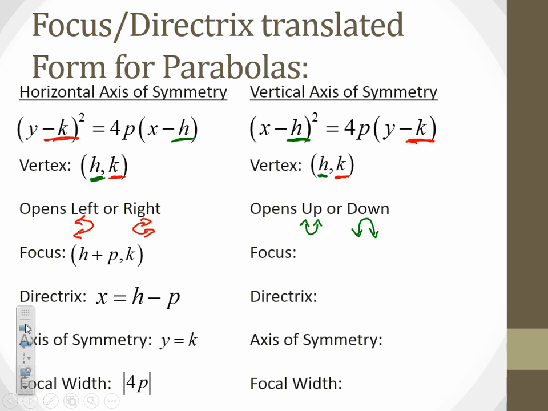The focus on this one is going to be h for my x value and k plus p for my y value. My Directrix is going to be y equals k minus p, and the axis of symmetry is going to be x equals h. The focal width we're going to find the same way: the absolute value of 4p. You are going to want to look back at this set of notes every time you graph a parabola in focus Directrix form that's not at 0, 0. So make sure you keep this handy and fill this part out.